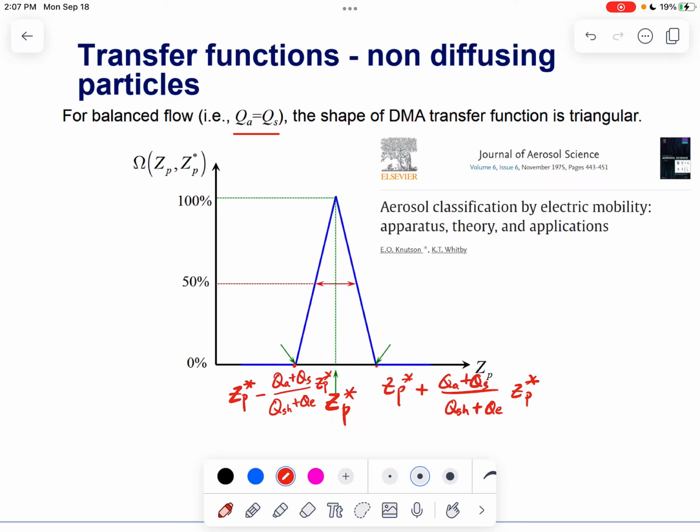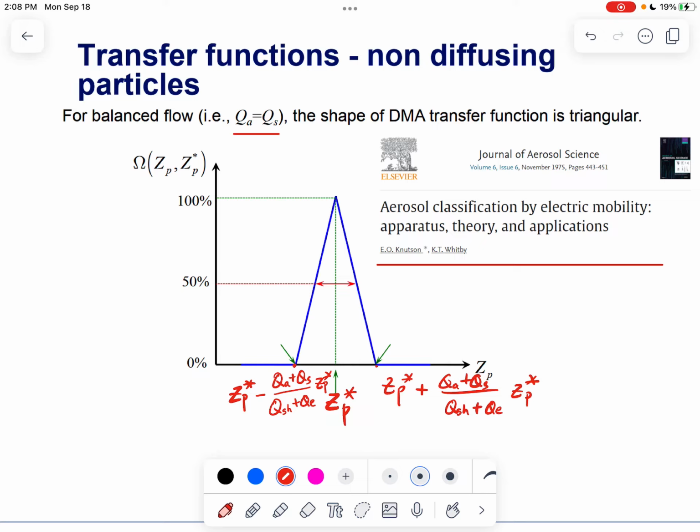So again, this is basically the analytical solution that comes out of solving for the streamlines in this DMA system. If you want to see the derivation of this process, you can follow this paper here. It gives a lot of information on the derivation.